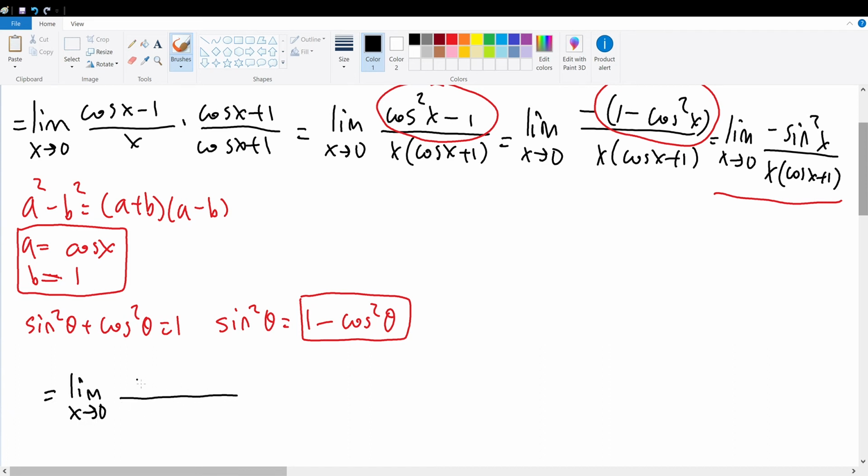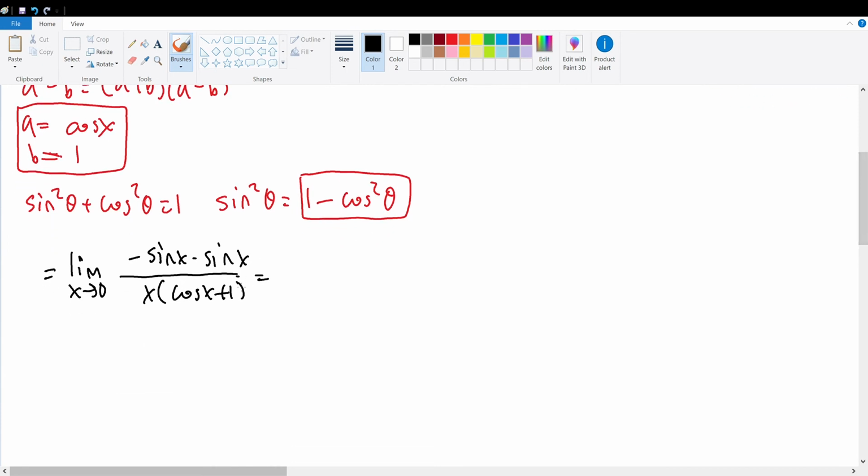And with that, we can rewrite the numerator to be equal to the limit as x goes to 0 of −sin x · sin x/(x(cos x + 1)). This can then be equal to the product of two limits, which are the limit as x goes to 0 of sin x/x times the limit as x goes to 0 of −sin x/(cos x + 1).